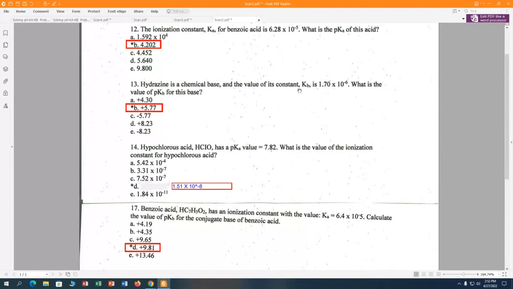Hydrazine is a chemical base, and the value of constant Kb is 1.7 times 10 to the minus 6. What is the value for pKb? Again, very straightforward. 14, hypochlorous acid has a pKa value of 7.82. What is the value of the ionization constant for hypochlorous acid? This is it right here. And the last one, benzoic acid, has an ionization constant with a value of Ka equals 6.4 times 10 to the minus 5. Calculate the value of pKb for the conjugate base, and this is the answer.